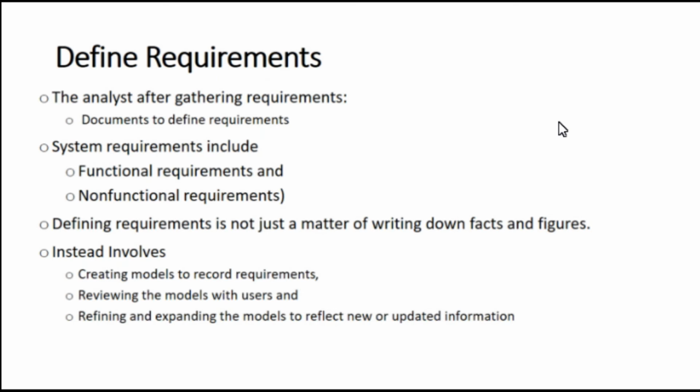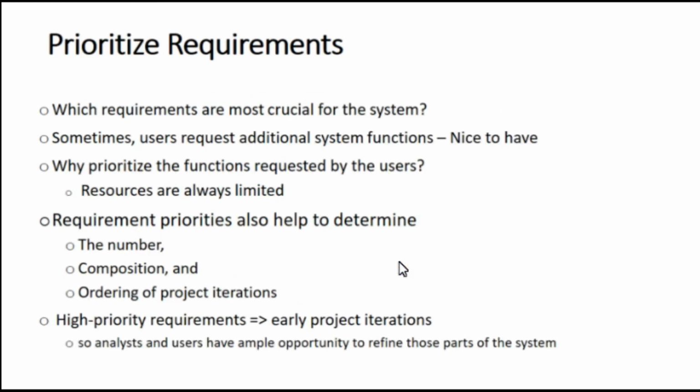So after reviewing the model, you need to refine it. You need to modify it based on the feedback that you get from your users. That is all about defining requirements. All right, the next analysis activity is prioritizing requirements.